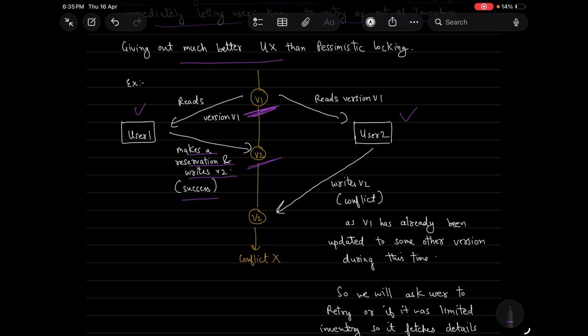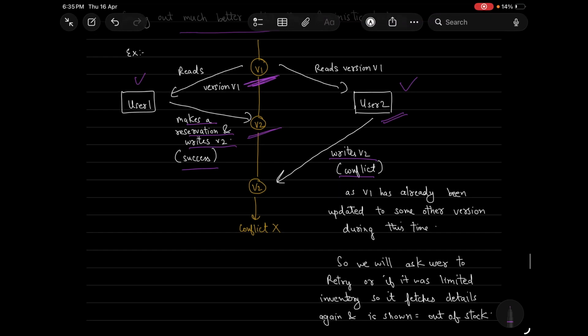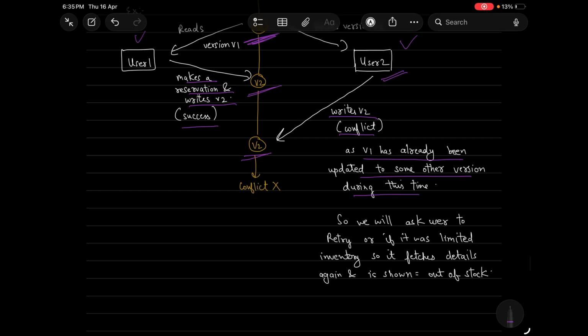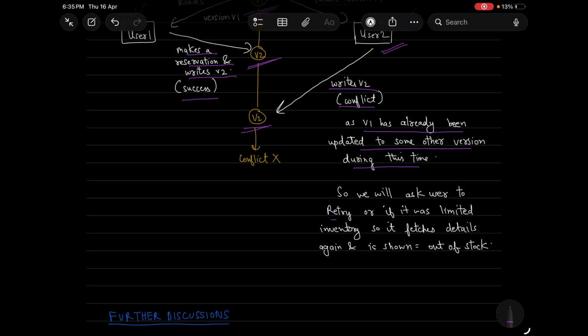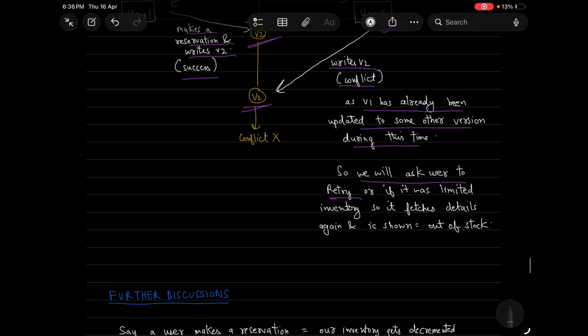Then after a certain time has passed, user 2 decides to make the reservation and writes. This will eventually lead to a conflict, as what user 2 read as version v1 has been updated to version v2. So there will be a conflict, as v1 has already been updated to some other version by other users within this time frame. So we will ask the user to retry, or if it has limited inventory, it fetches details again and will get back out of stock for that hotel ID, that specific room type on that given date.